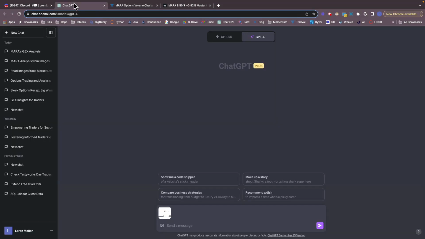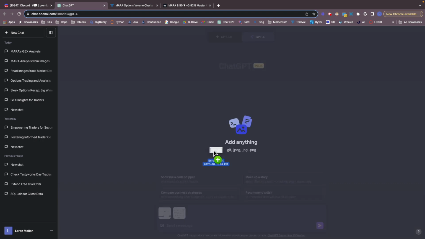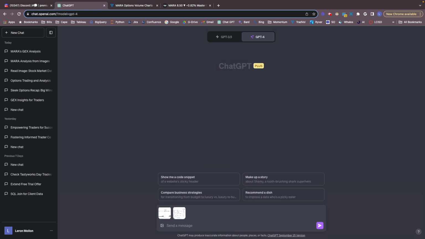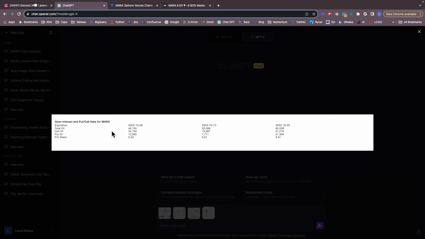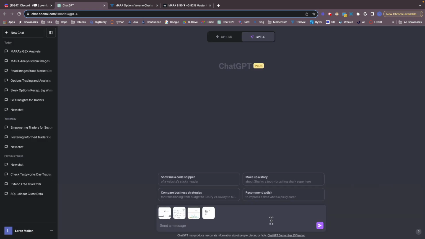So now that I have my screenshots in, I have the Gex chart in. I'm going to bring in the cheat sheet, and then I want to bring in the option volume, the open interest chart, and then one more I'm going to bring in, and that is the put call. This right here is the put call ratio and things like that, right?